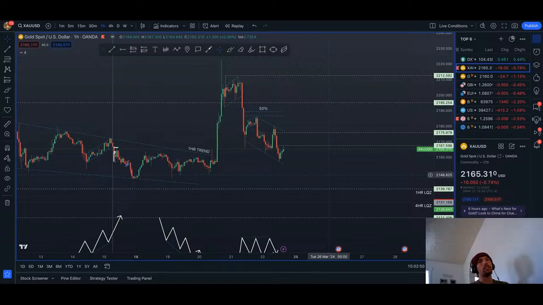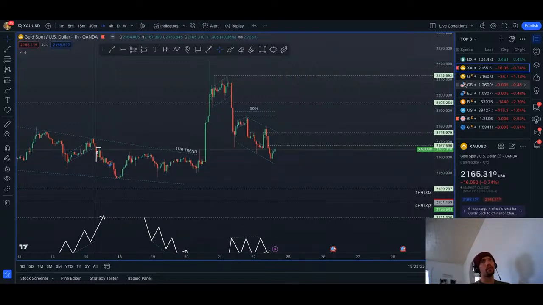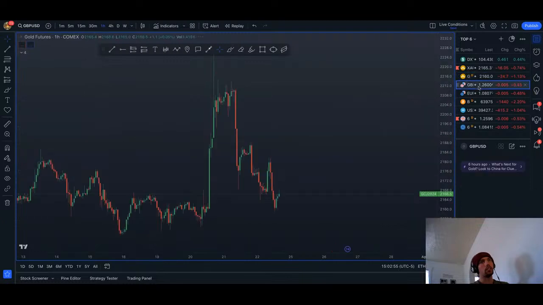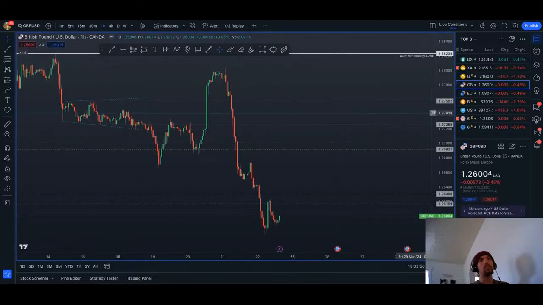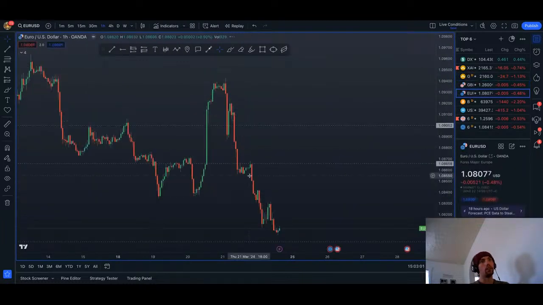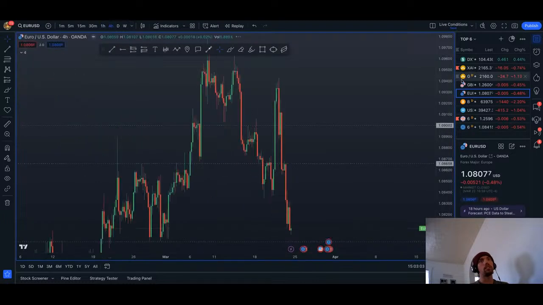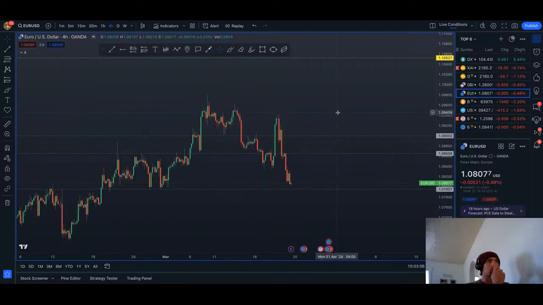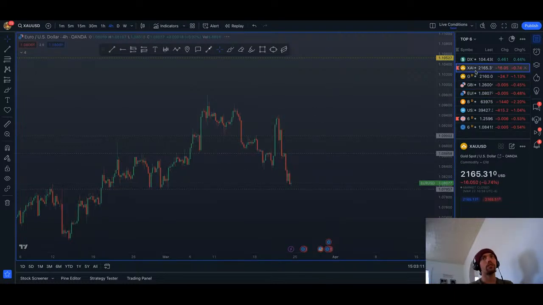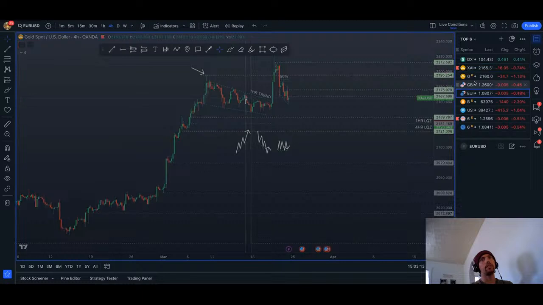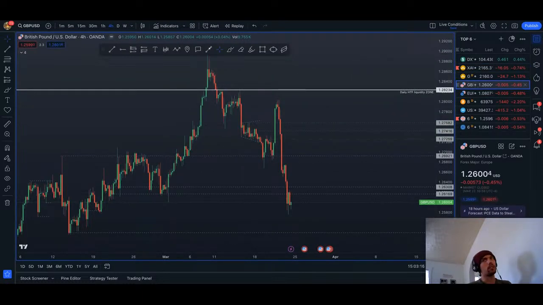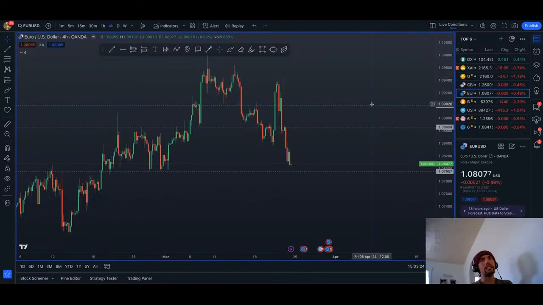I have other pairs over here on the right hand side that you can see, such as GBP USD. Over here I also have Euro USD. These were two pairs that I traded pretty often when I first started off. Well, I actually traded a ton of other pairs when I first started trading, like Aussie dollar, AUD, NZD. I mean, you name it, I pretty much traded it at some point.